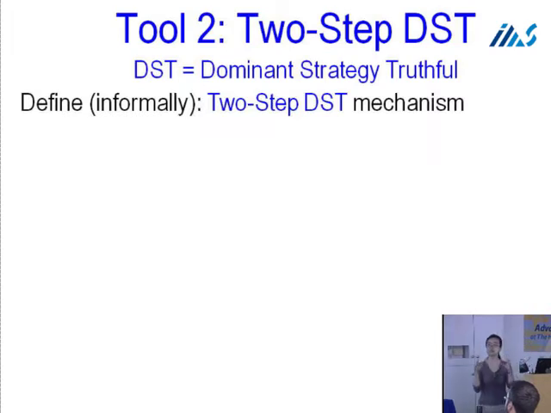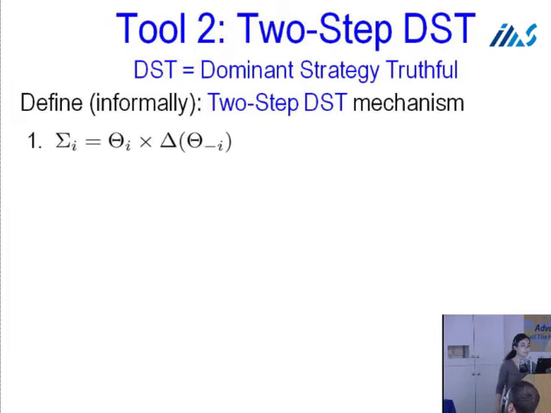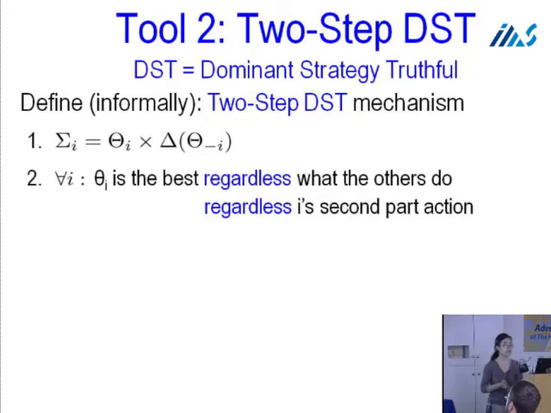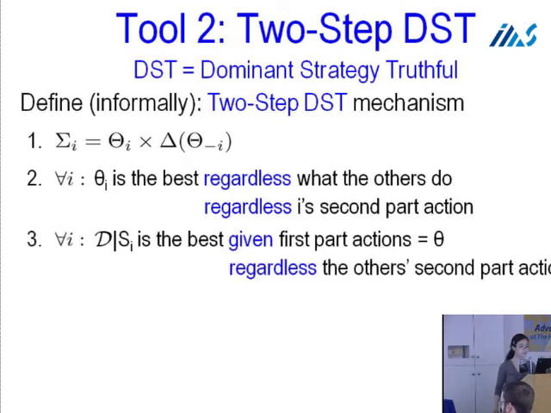Now, what happens with two-step dominant strategy truthful? It means that, A, the strategy space includes valuation and knowledge. B, for each player i, no matter what the other players do, no matter what his second-part action will be, telling the truth about himself is always the best thing he can do, always maximizing his expected utility. And finally, given that all the players tell the truth about themselves in the first part, for each player i, no matter what the second part of the other players' actions will be, player i is always better off telling the truth about his own true knowledge about the others.